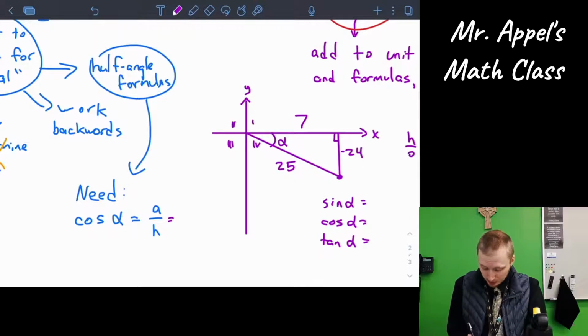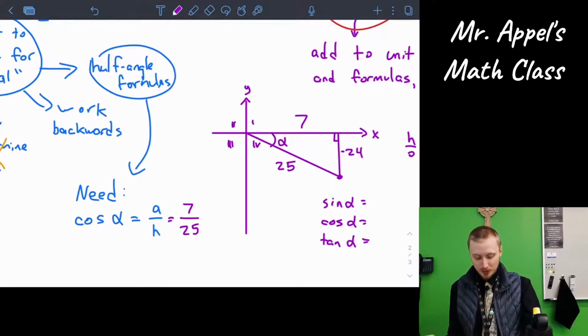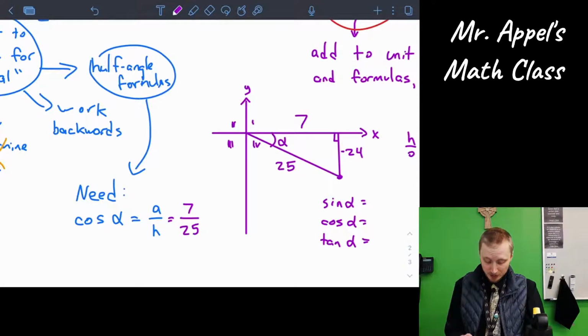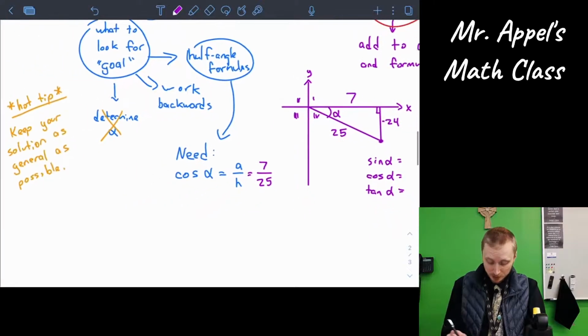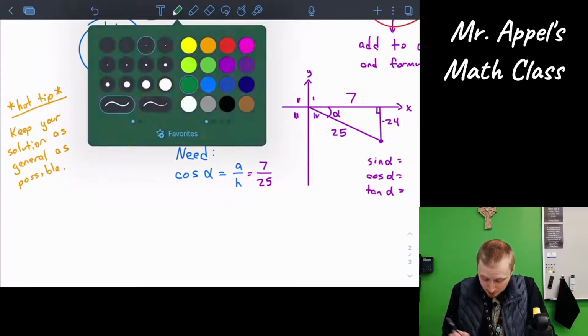The adjacent side is 7. It is a positive 7. The hypotenuse is a positive 25. That's my cosine alpha. So now let's finish this thing.